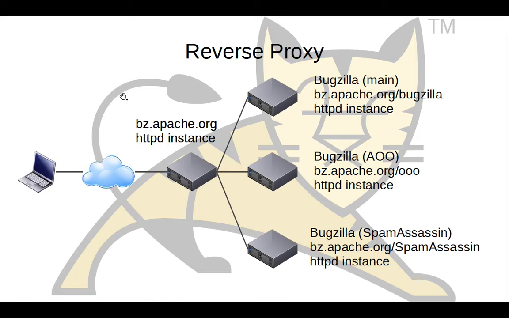Easiest probably to understand with an example. If you look at Apache's web properties, our Bugzilla bug trackers are all hosted on bz.apache.org, and as far as you as a user are concerned, you just go to bz.apache.org and they're all there. You have no idea that there are multiple Bugzilla instances behind that could be on completely separate machines. Actually, they're not. They're all on the same machine, but they could be on separate machines, and that would be transparent to you. That's essentially what the reverse proxy is doing. It presents multiple services as if they're coming from one host.